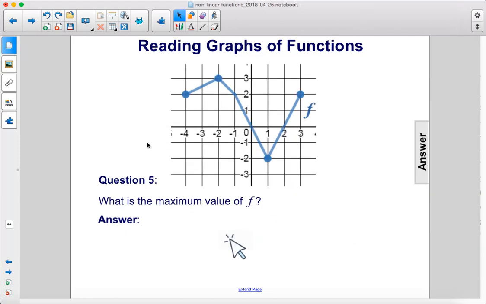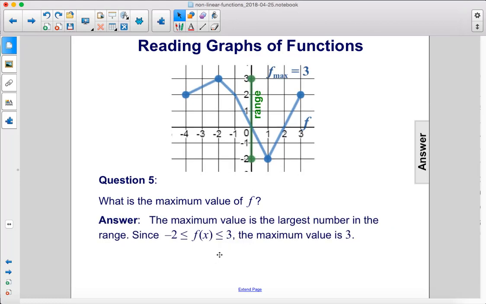What is the maximum value of f? The maximum value is the largest number in the range. Since the range is -2 to 3, the maximum value is 3. You can see that that's the highest point on the y-axis.